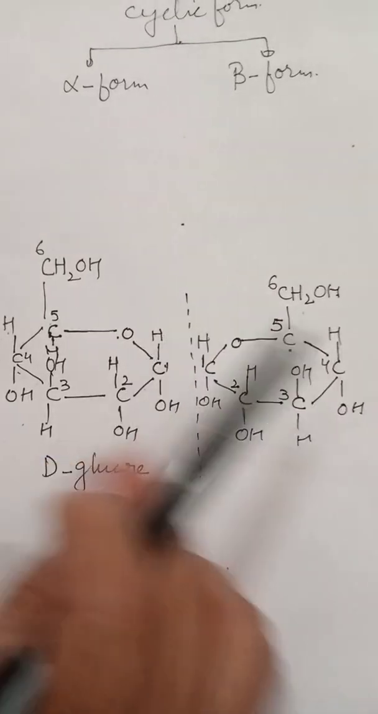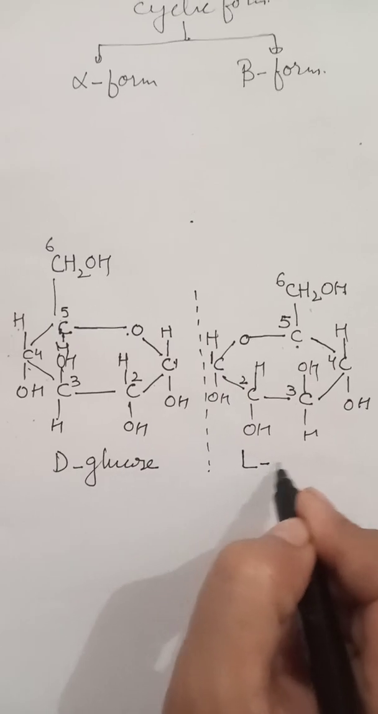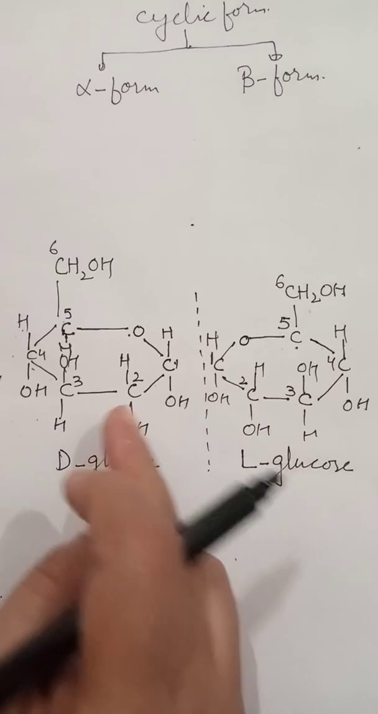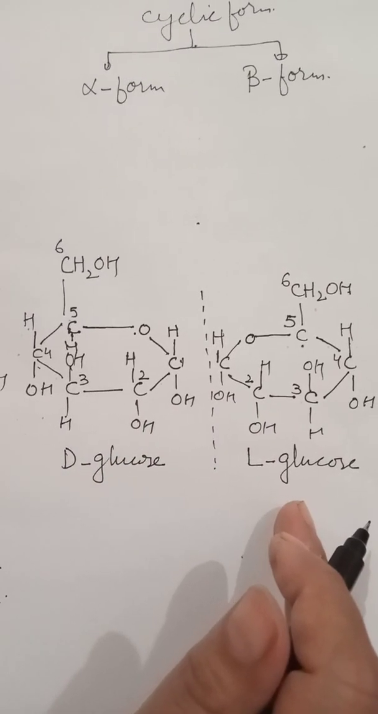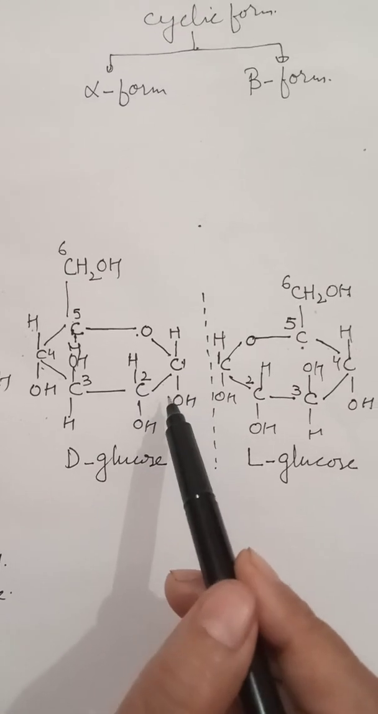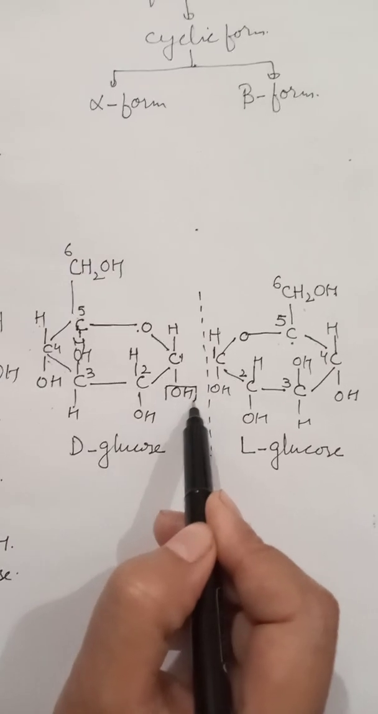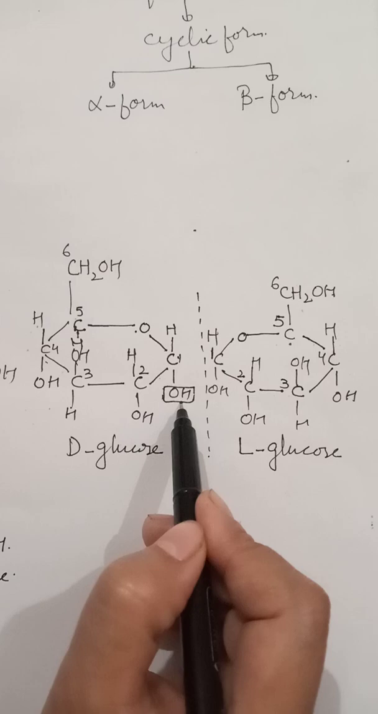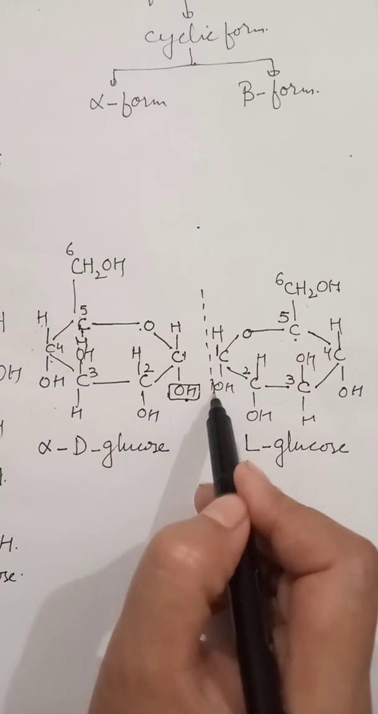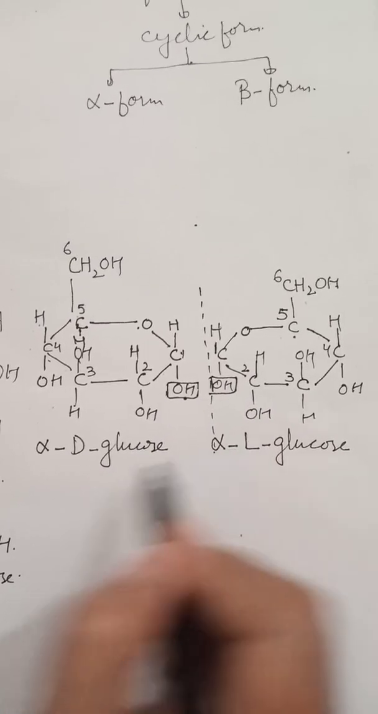Again you can see they are mirror images of each other. This is L-glucose, but they are non-superimposable, so we call them enantiomers. Student, you can see that in this figure this is alpha D glucose, because the hydroxyl group with carbon number 1 is in downward position. And here with carbon number 1, again the hydroxyl group is in downward position, so it is also called alpha L glucose.